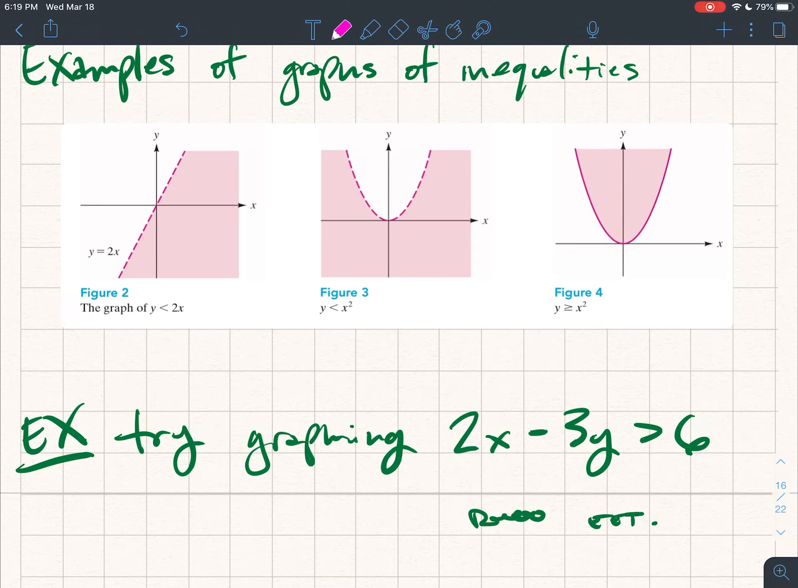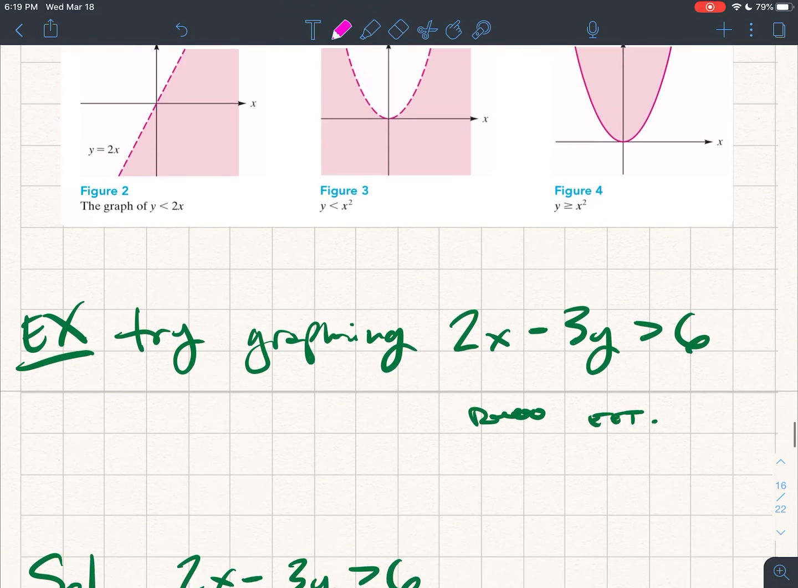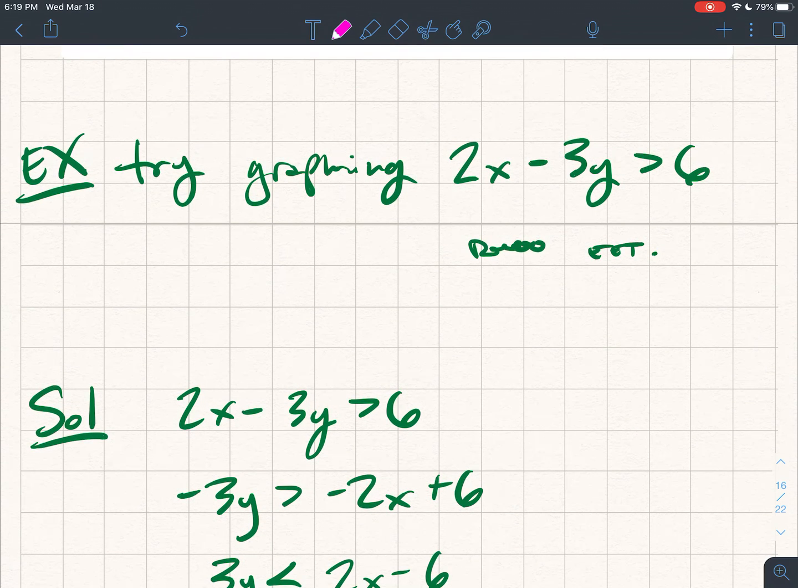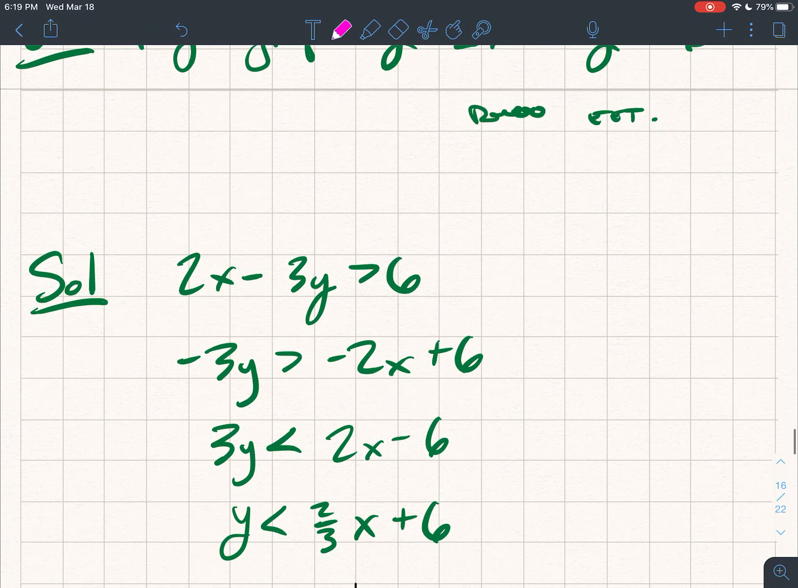So, your turn. Why don't you try graphing this inequality? Pause the video, give it a shot. Welcome back. Here's how I did it. Standard form is kind of annoying, so I put it in slope-intercept form.